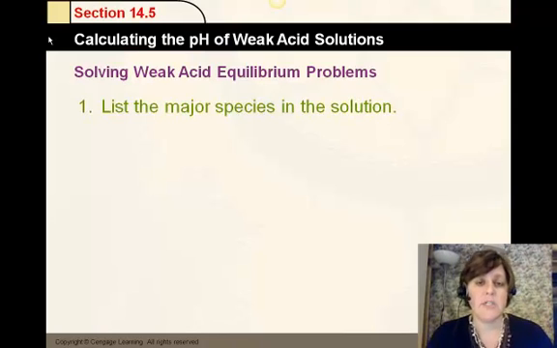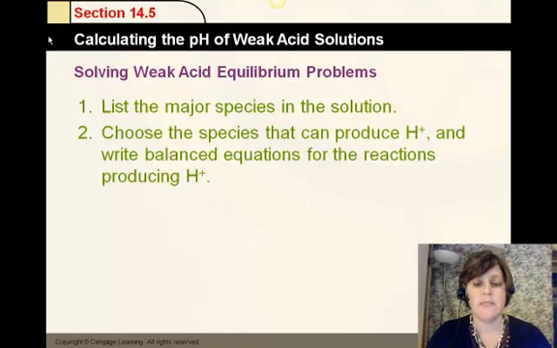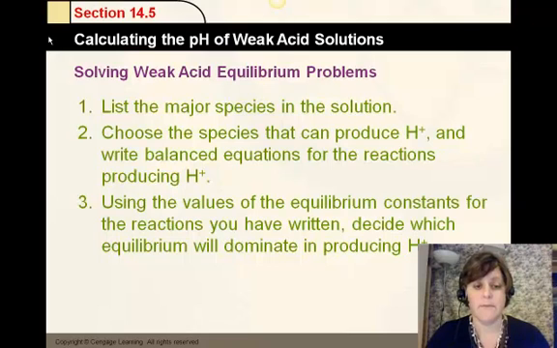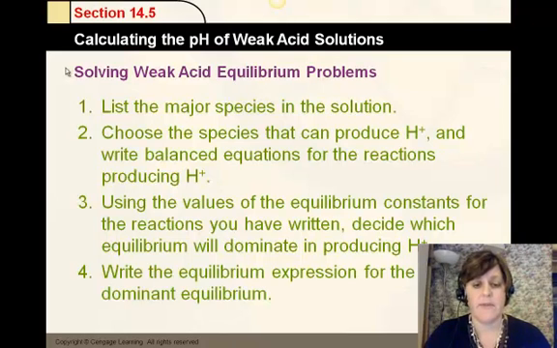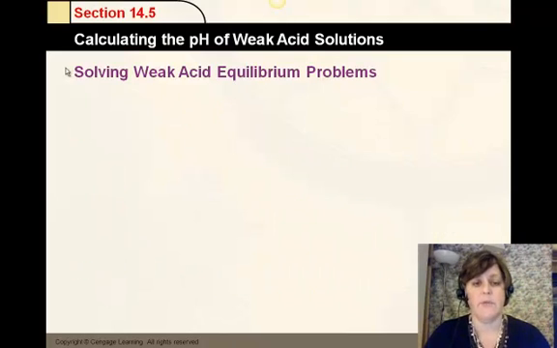So this is the general way to solve these problems. You're going to list the major species in the solution, then you're going to choose the species that can produce the hydrogen ions, and we want to make sure that it's the stronger of the two acids. Using the values of the equilibrium constants, decide which equilibrium will dominate, and then write that equilibrium expression for the dominant equilibrium.